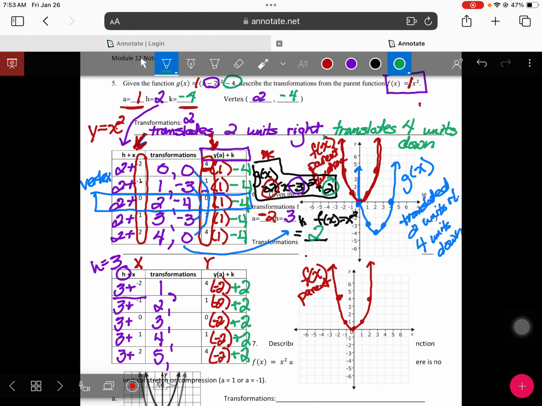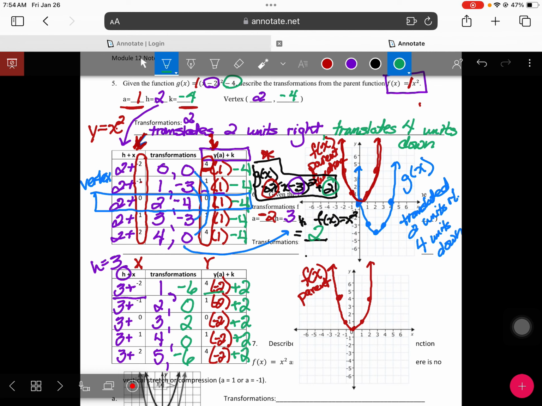So we take, following order of operations, 4 times -2 is -8, and -8 plus 2 is -6. 1 times negative 2 is negative 2. Negative 2 plus 2 is 0. 0 times negative 2 is 0, and 0 plus 2 is 2. 1 times negative 2 is negative 2 plus 2 is 0. And 4 times negative 2 is negative 8 plus 2 is negative 6.